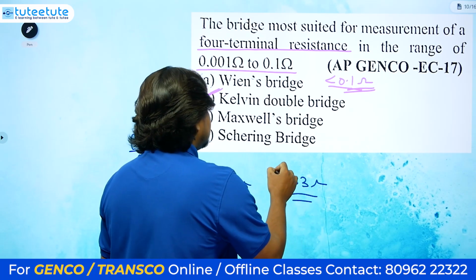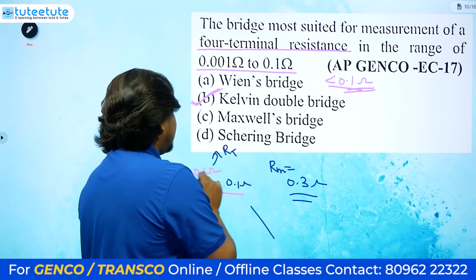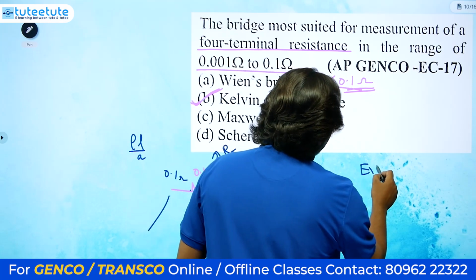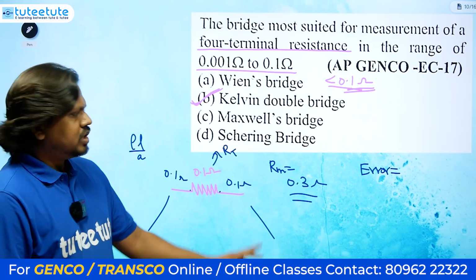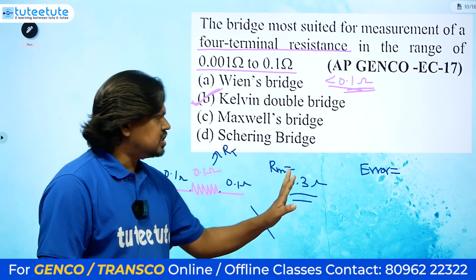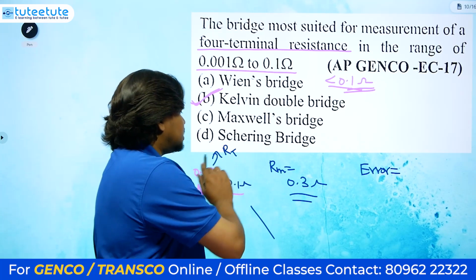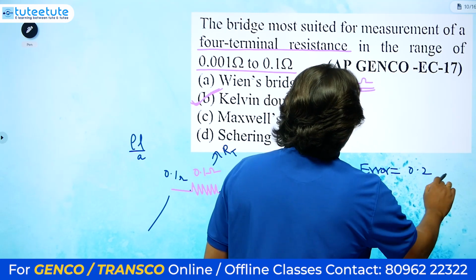That means this is the measured value of resistance. What is the true value of resistance? The true value of resistance is 0.1. If you calculate the error, what will you get? Error equals measured value. Remember this also: every time, error calculation is nothing but measured value minus true value. 0.3 minus 0.1, so that means 0.2, in ohms, is the error.